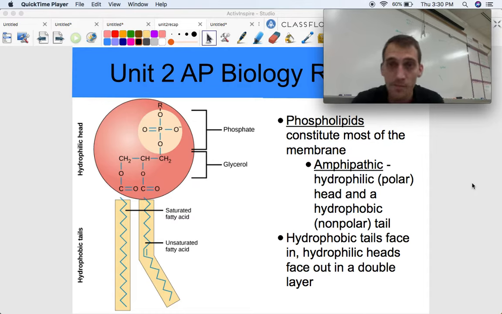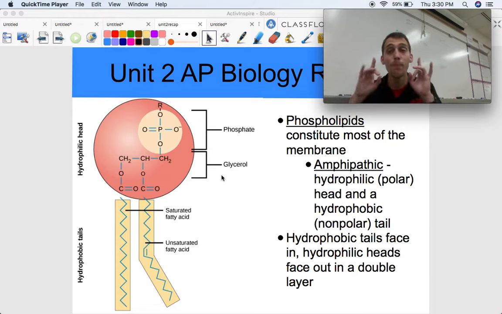Phospholipids constitute most of the membrane. This is what a phospholipid looks like. It's a phosphate group, a glycerol, and 2 fatty acid tails. So it's almost like a triglyceride, except it only has 2 fatty acids and a glycerol and has a phosphate. But what's special about a phospholipid is that it is amphipathic. So an amphibian, right, is an organism that can live in water and on land. Amphipathic means it's polar on one side, non-polar on the other.